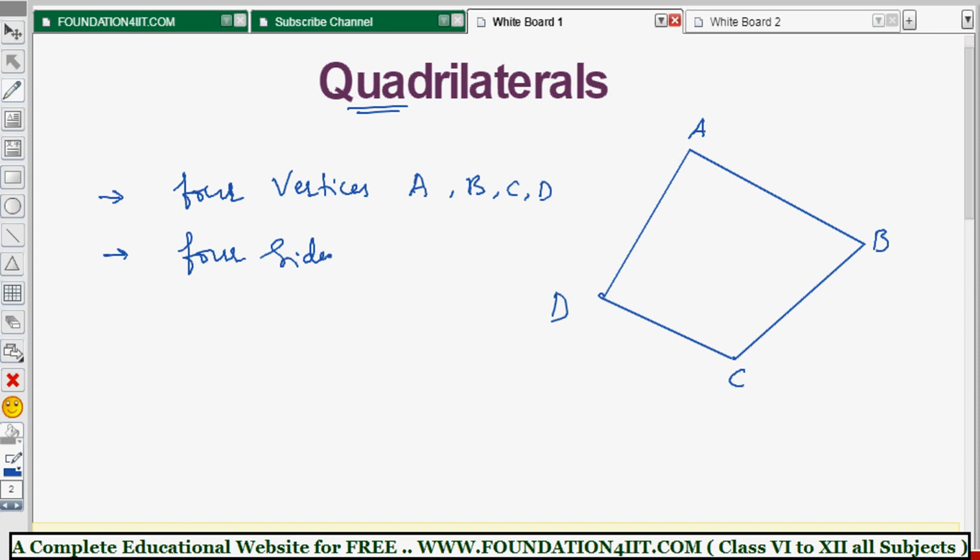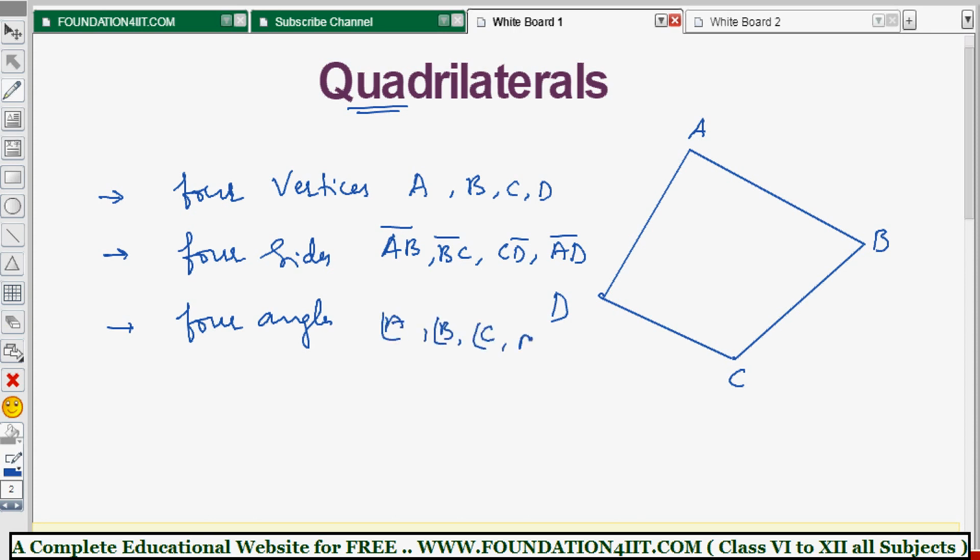Every quadrilateral has 4 sides because it is a closed figure with 4 sides. In this figure, the sides are AB, BC, CD and AD. Because these are line segments, I am keeping the line segment symbol on top. And 4 angles: angle A, angle B, angle C and angle D. When you see angle A, this is nothing but DAB or BAD, that is D to A and A to B. So DAB or BAD is nothing but angle A.